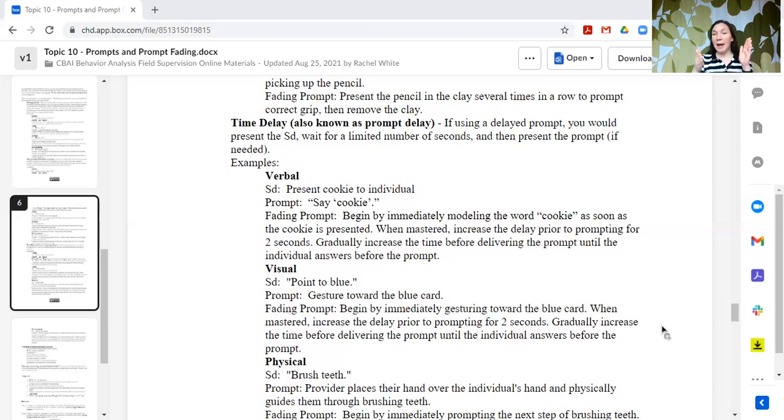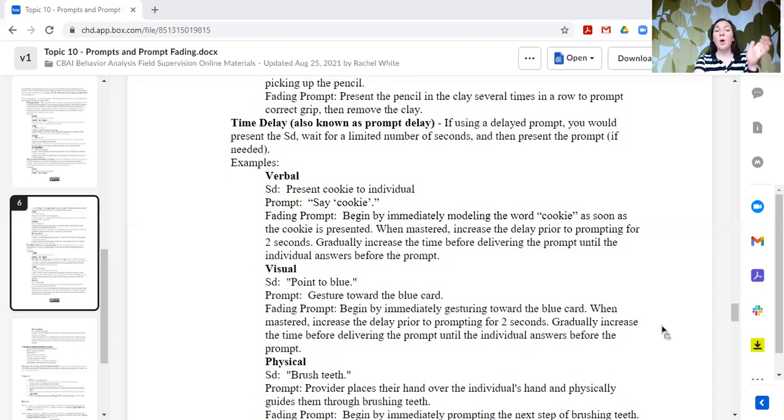But I'm systematically changing how long I wait each time according to how my learner is performing, according to my fading strategy, not just a wait and see. And then if they didn't, then I'm going to jump in. That's not systematic application. So that is not time delay prompt fading.